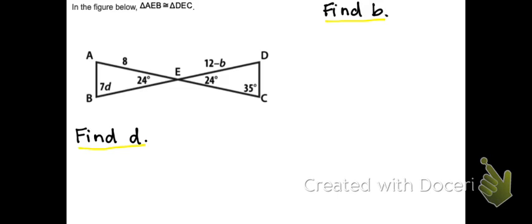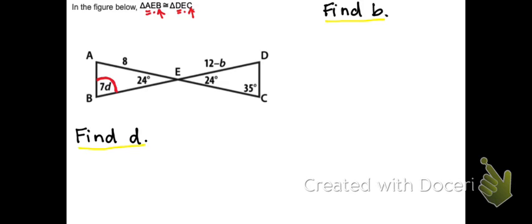The letters that are in the same spot, like A and D, the first letter written when identifying each triangle, those are called corresponding angles, and they are congruent. And E, the second one, is congruent to E, and B is congruent to C. So we can use this information to find what D is, because D is right here.